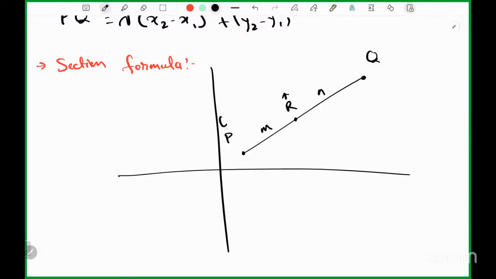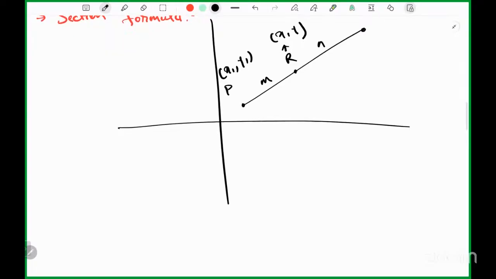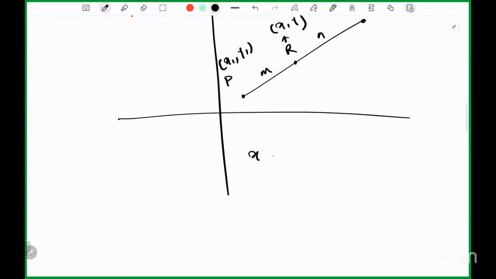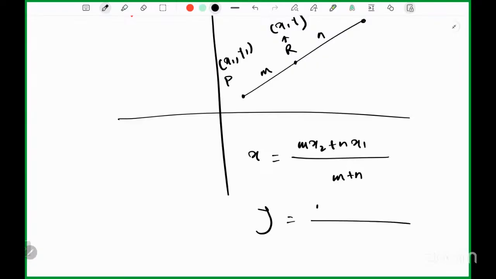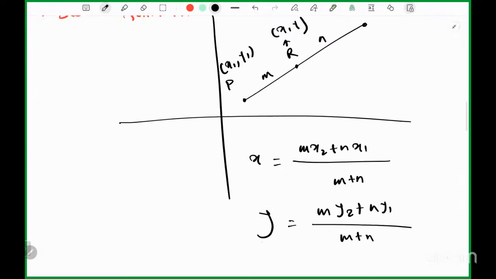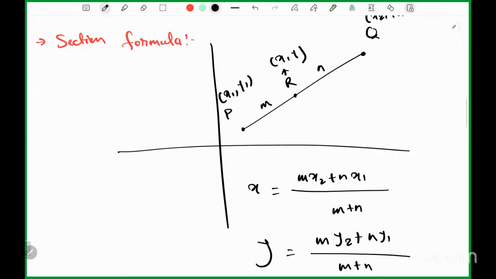Suppose the coordinates of point P are again x1, y1. The coordinates of point Q are again x2, y2. And we want to find the coordinates of point R. Suppose we name them x, y. The ratio over here is m, n. The section formula says that the x coordinate is mx2 plus nx1 upon m plus n, and the y coordinate is similar: my2 plus ny1 upon m plus n. This is the basic section formula which you have to remember. Again, the logic behind this is the same thing. You will construct a right angle triangle.